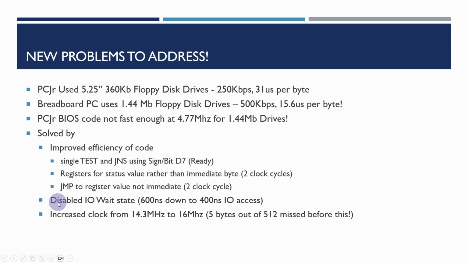Then I had to disable the IO wait states. That meant that the IO read and IO write went from 600 nanoseconds down to 400 nanoseconds. This didn't seem to really cause any stability issues. And then finally I increased the base clock from the 14.3 megahertz which the original PC used, which is then divided by 3 to get to the 4.77, and I increased it up to 16 megahertz.